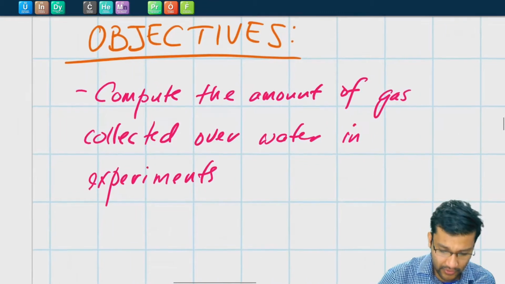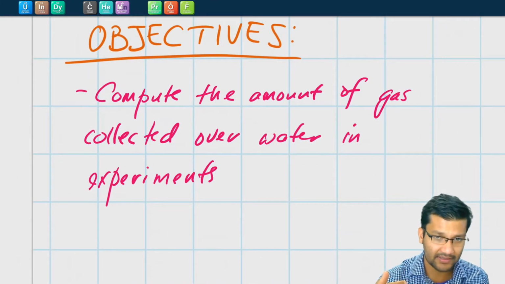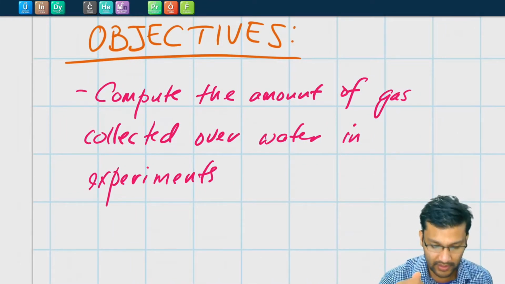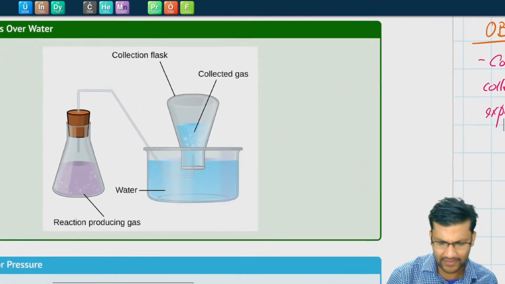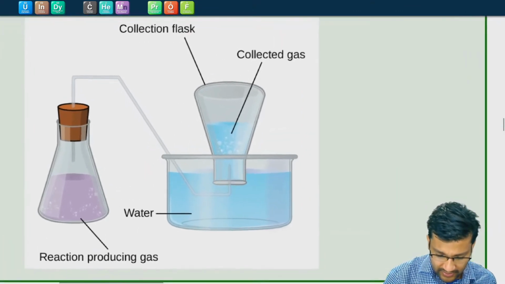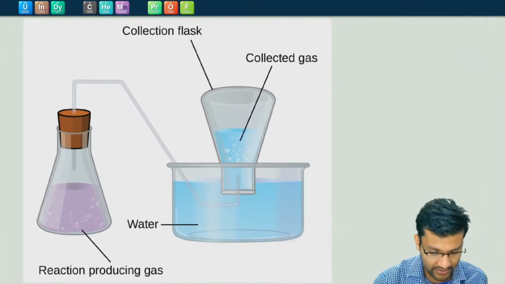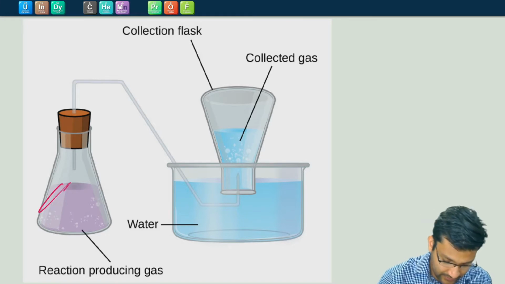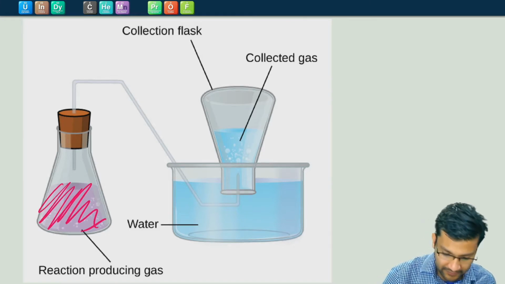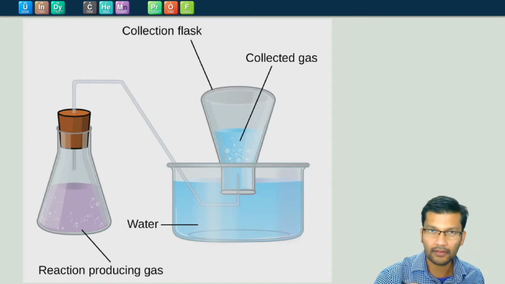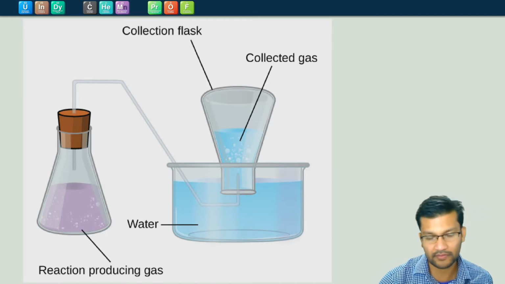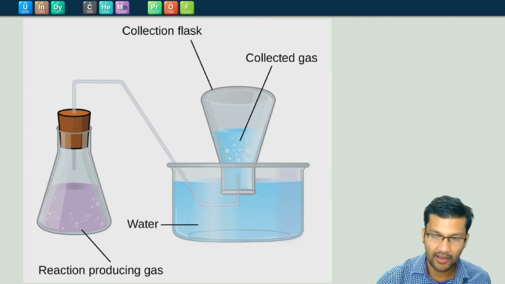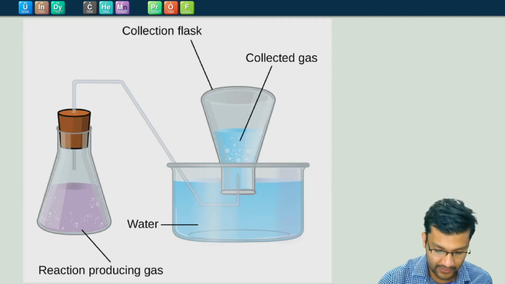By the end of this video, you should be able to compute the amount of gases collected over water in experimental setups. And so what do we mean by collection of gases over water? Well, here's a typical setup of how that might be done. Let's say you perform some experiment in a little Erlenmeyer flask over here, and there's a gas evolution in this experiment. And so you want to check how much gas is collected, just for stoichiometry purposes, which we'll look at in the next video.